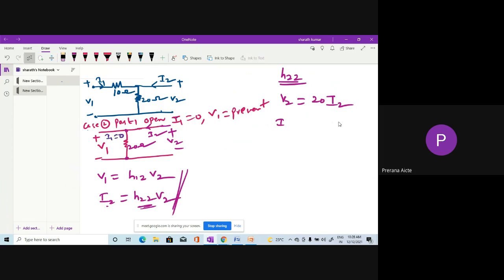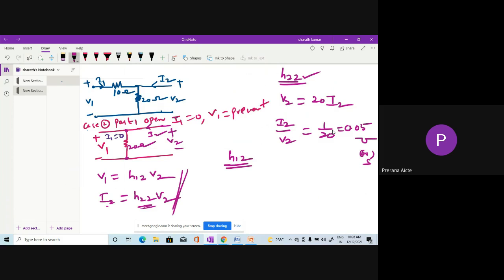So then I2 by V2 is equal to 1 by 20. 1 by 20, that value is, I think, 0.05. So I by V is an admittance. The unit of this one is mho or S. Same. That much is simple. H22 is over. Then again we need to find H12.